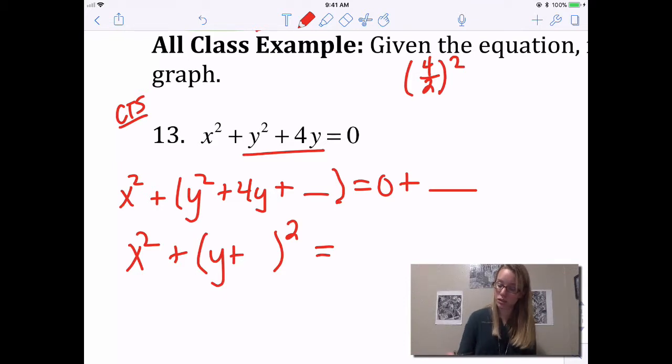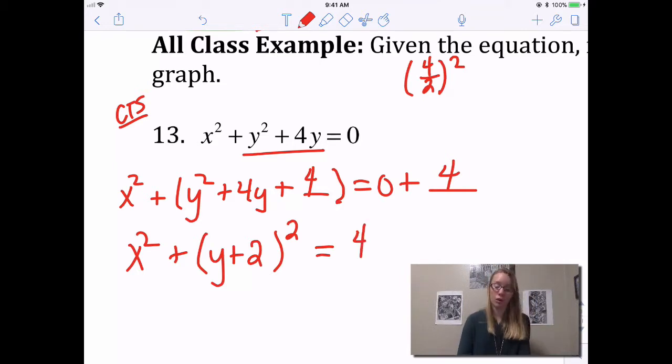So 4 divided by 2 is 2, squared is 4, so I put 4 in both blanks. And then to factor y squared plus 4y plus 4, I have y plus 2 squared, because 2 plus 2 is 4, 2 times 2 is 4. And then I get 4.